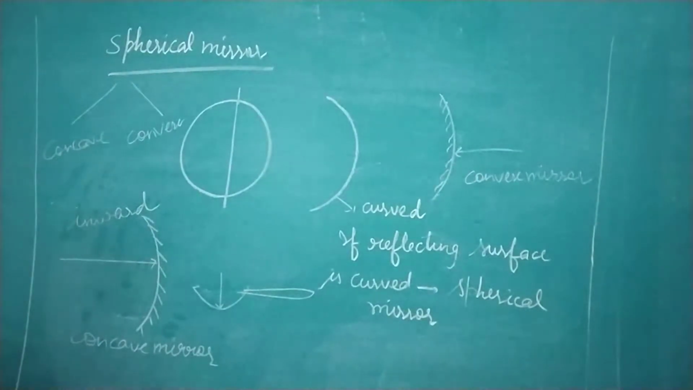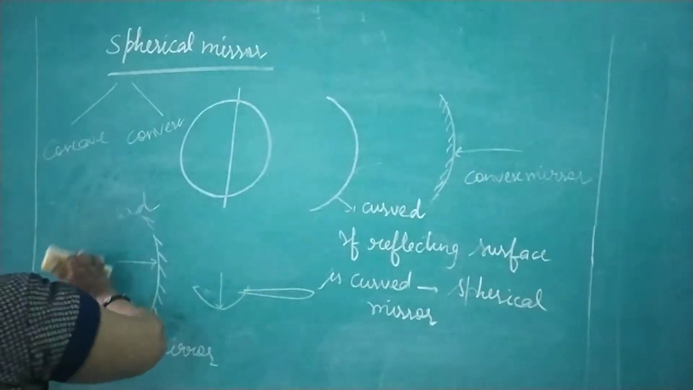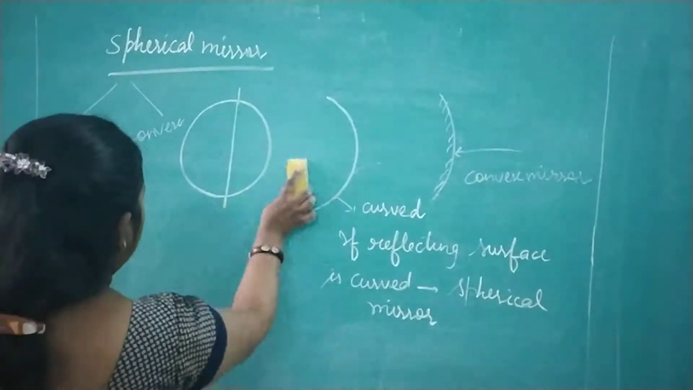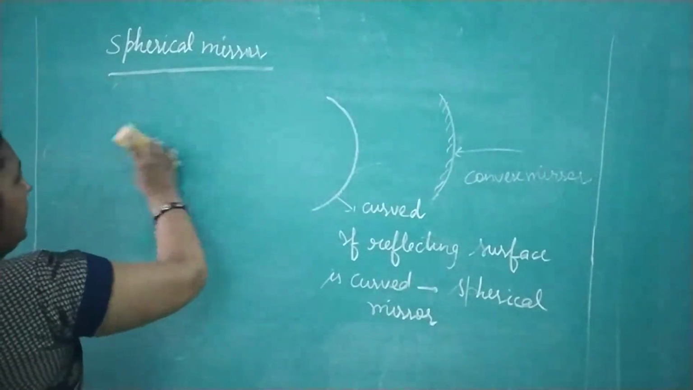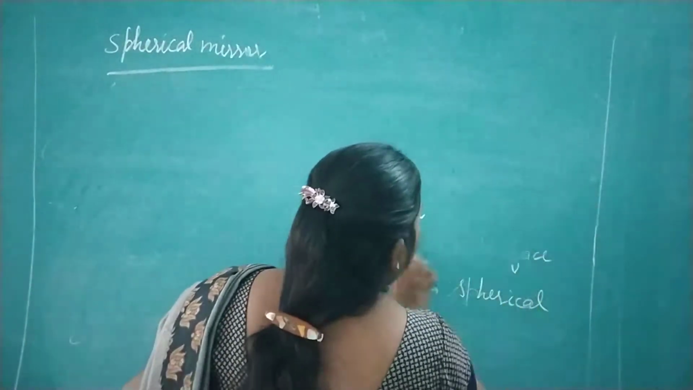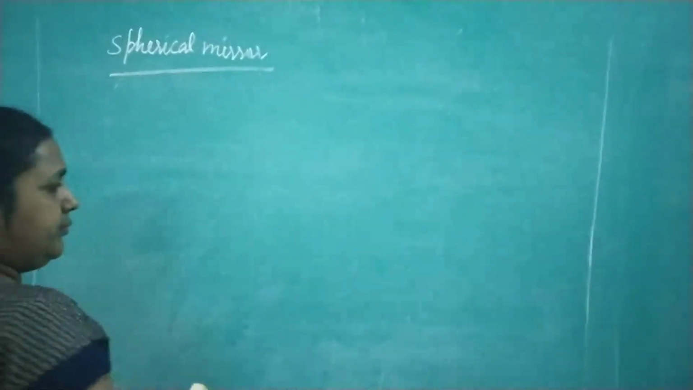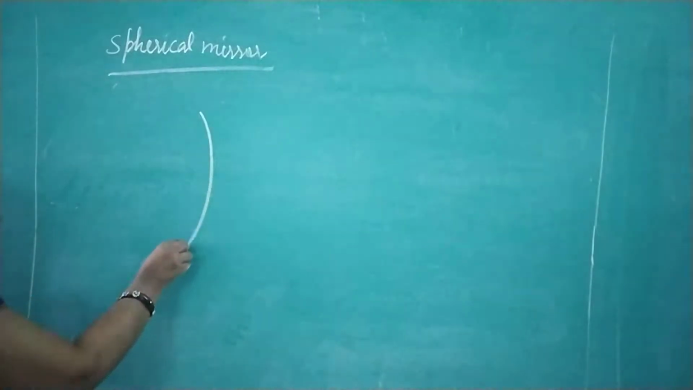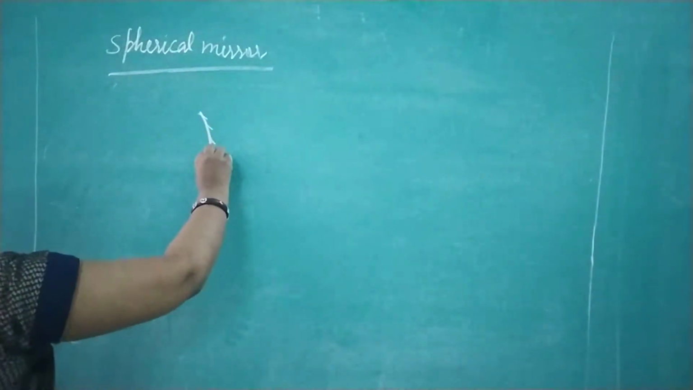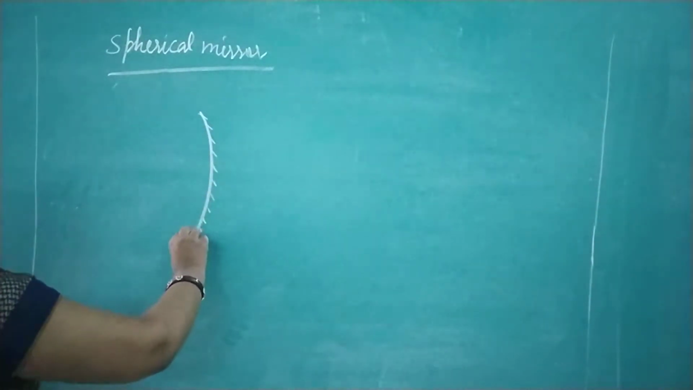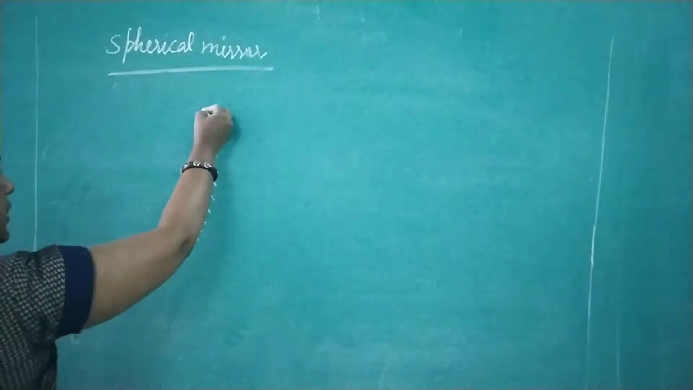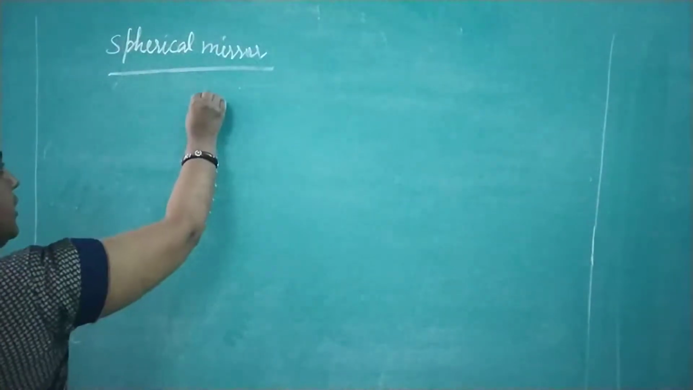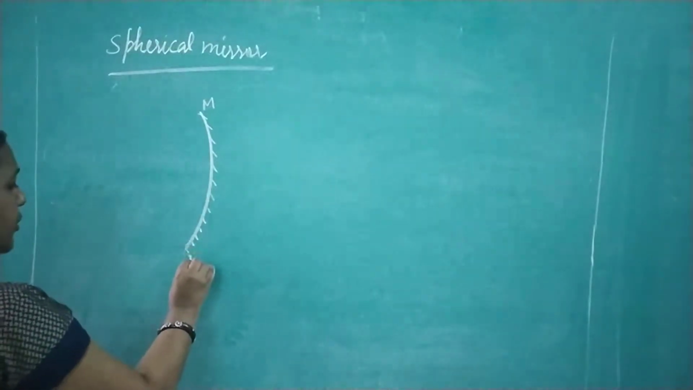Before starting the images formed by these types of mirrors, there are some definitions related to spherical mirrors, and we will discuss them one by one. Understand? Now we will discuss the different definitions. Either it will be concave or convex, it doesn't matter. This is the part of the spherical mirror. This is your M and this is your N.